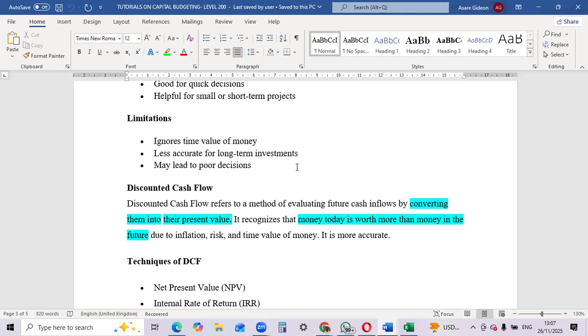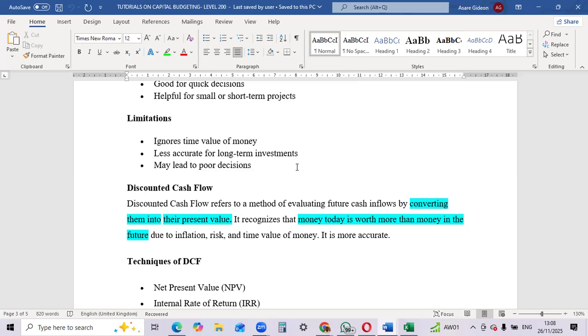And so here we don't use the raw cash inflow, but we convert the raw cash inflows into today's terms. We determine the present value of the revenues that we are going to generate at the end of every year, so that we can know the real value of every amount at the end of the year. Are you getting it? Here, it recognizes that money today is worth more than money in the future due to inflation rates and time value of money. So as I indicated, it is more accurate. So here we take into consideration that inflation can happen.